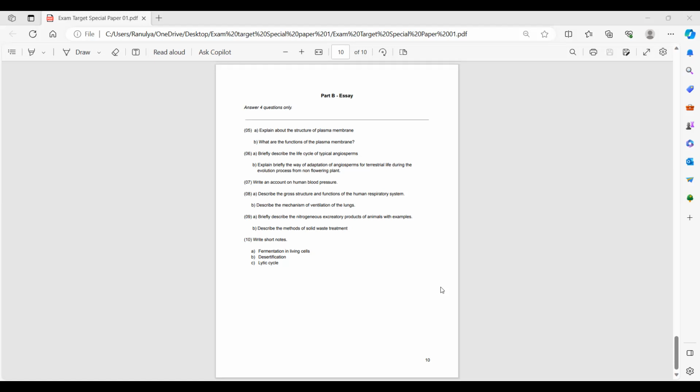Right? Altogether there are 50 points. Both sections' marks: 50 points into 3, 150. Okay. Shall we move to next?